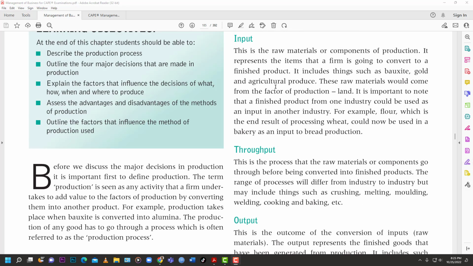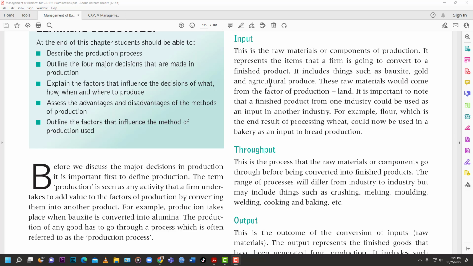So, some quick reading from the textbook. Input: this is the raw materials or components of production. It represents the items that a firm is going to convert to a finished product. It includes things such as bauxite, gold, agricultural produce. These raw materials would come from the factor of production, land. It is important to note that the finished product from one industry could be used as an input for another industry. For example, flour, which is an end result of processing wheat, could now be used in a bakery as input for bread. I gave the bread example earlier, right?